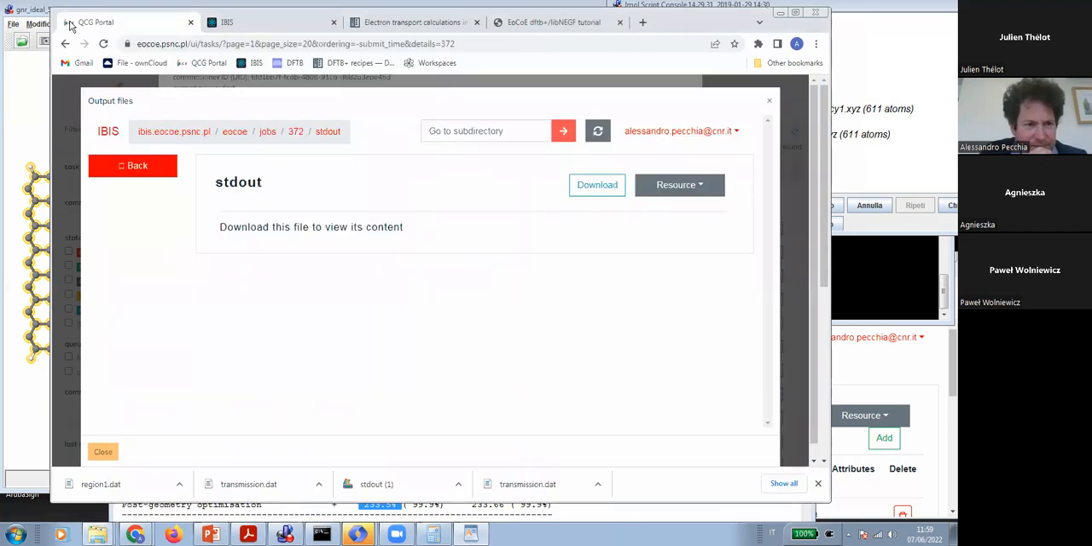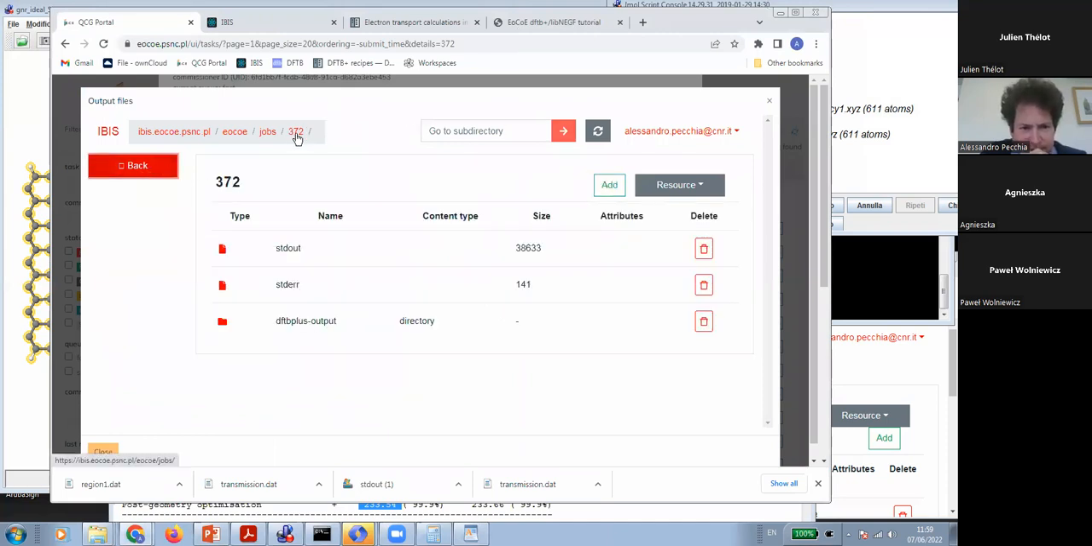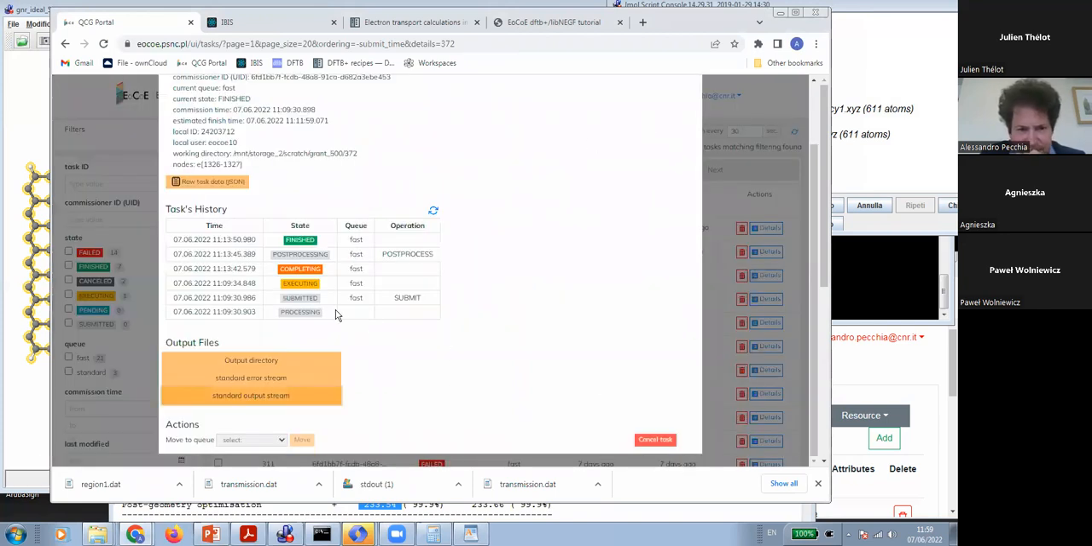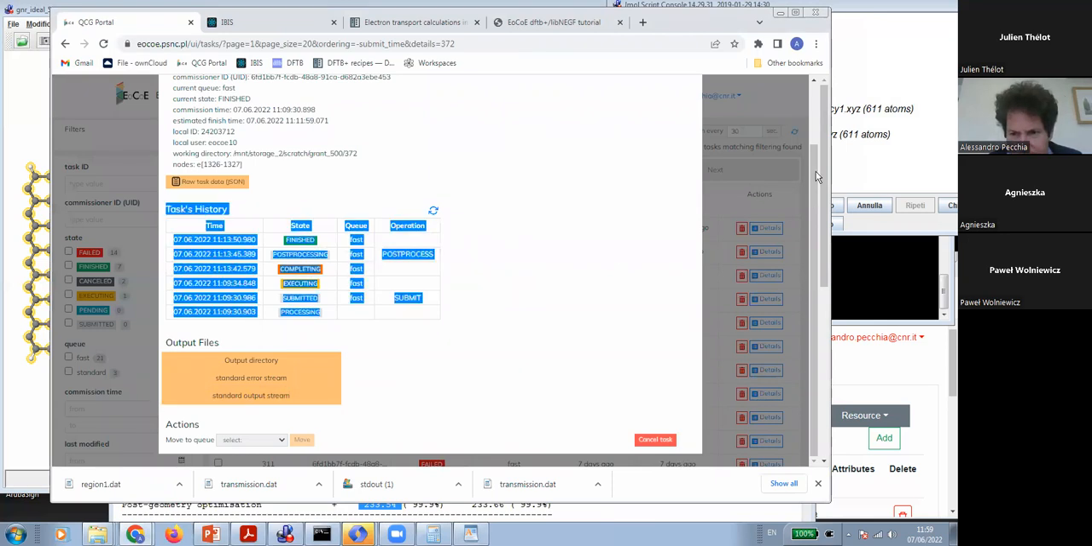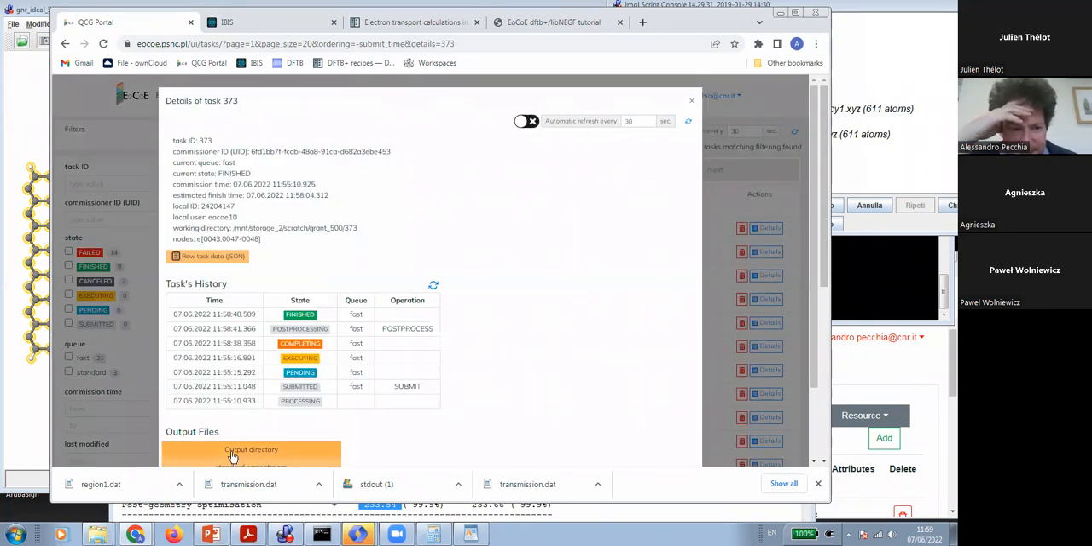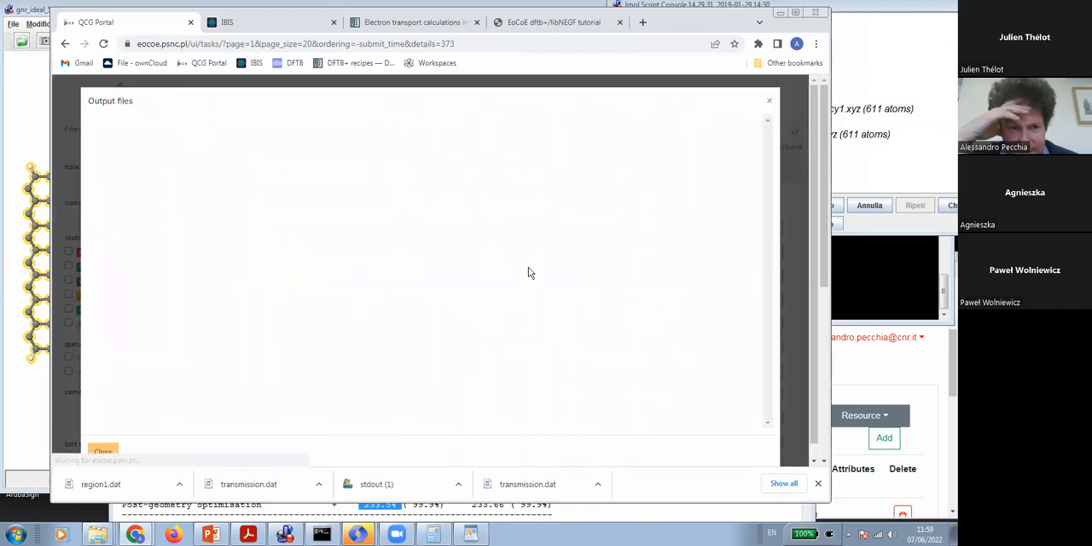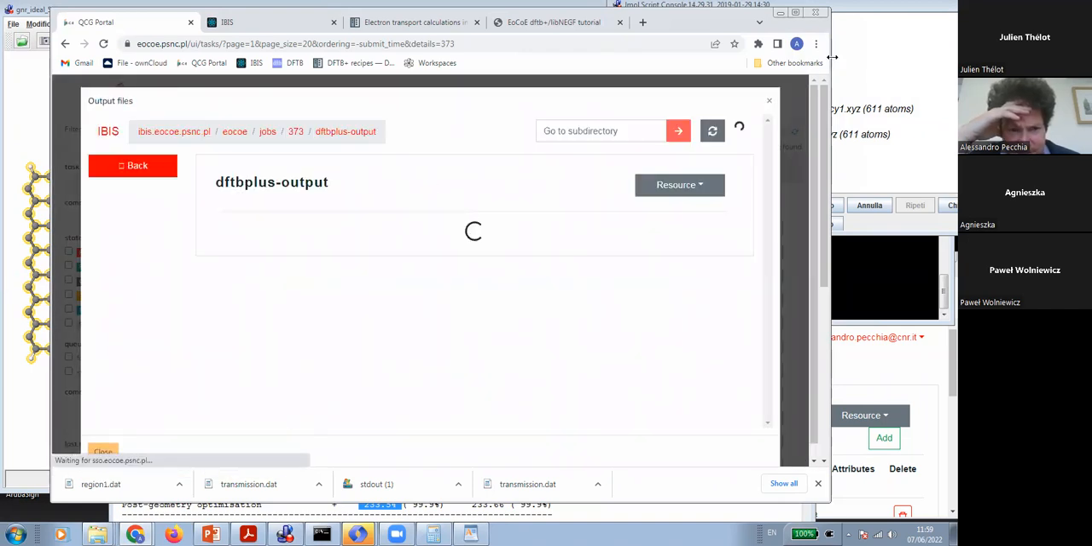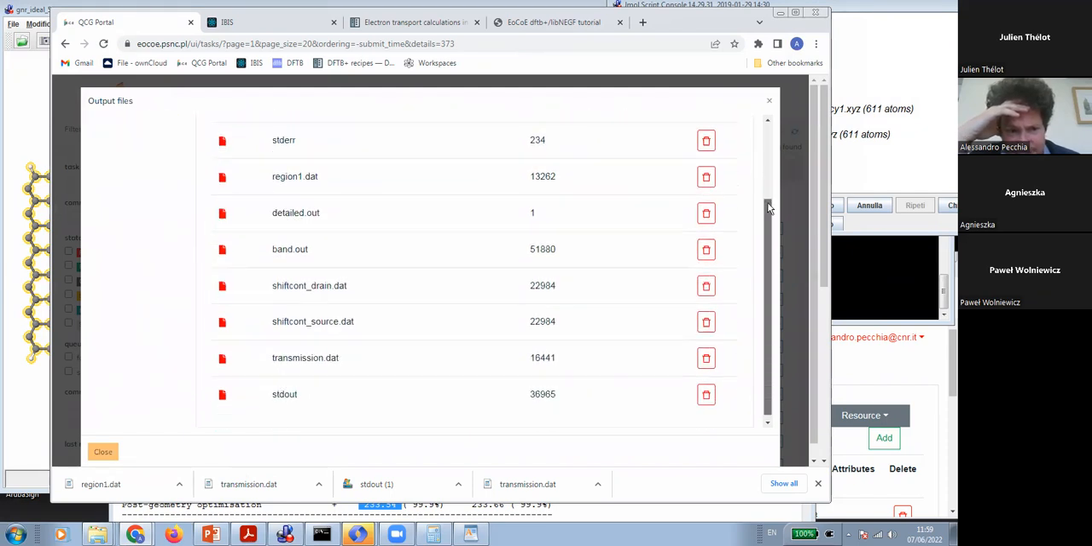Okay, then this is a description of the output, and let's see if the job finished. How do we check the job? Okay, finished. No, that was the other one. Also, the new one finished. Perfect. So if we go to the details and the output directory, again, we have basically the same files, transmission and density of states. And you can also look at the standard output.